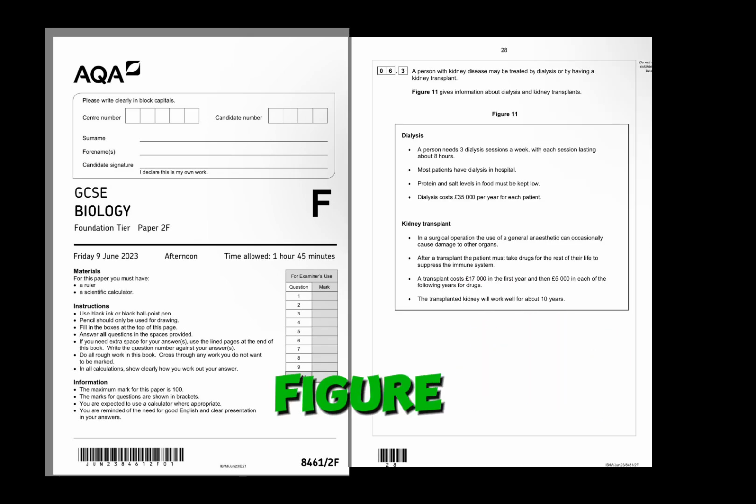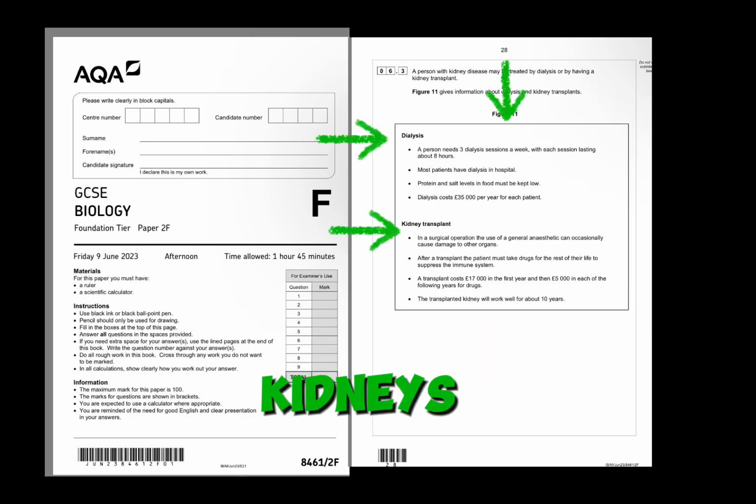Next slide shows figure 11, where a patient with end-stage kidney disease is to get treatment, and doctors have 2 options in front of them: either dialysis 3 times a week or a kidney transplant. Figure 11 tells details about both treatments, their cost, and how they will affect the patient in the short term and long term.